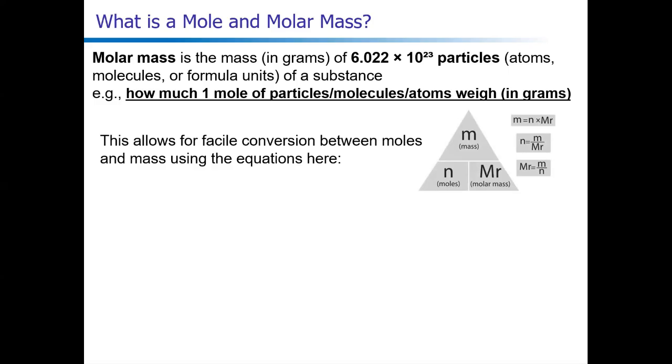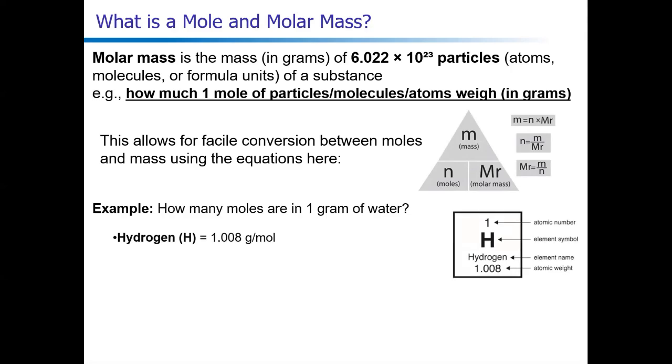If you know the molar mass, you can easily convert between the mass and moles using these formulas. You've probably seen this triangle before. Mass goes on top, moles and molar mass go on the bottom. We can rearrange it depending on what we're trying to solve. Let's apply this to a real-world example. How many moles are in 1 gram of water?